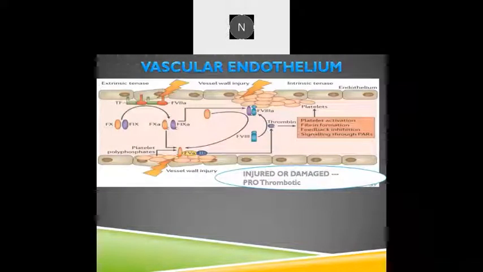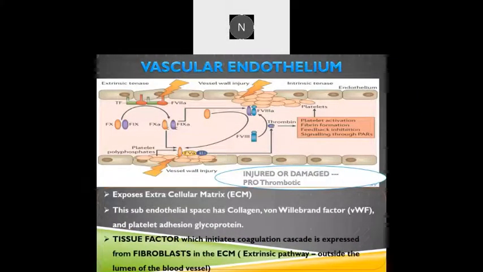How does it become prothrombotic? Because there is an exposure of extracellular matrix, and the subendothelial space has collagen, von Willebrand factor, and platelet adhesion glycoprotein. And tissue factor, which initiates the coagulation cascade, is expressed from the fibroblast and the extracellular matrix. So this is the extrinsic pathway, that is, outside the lumen of the blood vessel. Why is it called extrinsic pathway? Because this pathway is outside the lumen of the blood vessel, but in the subendothelial matrix area. So it is not in the lumen.